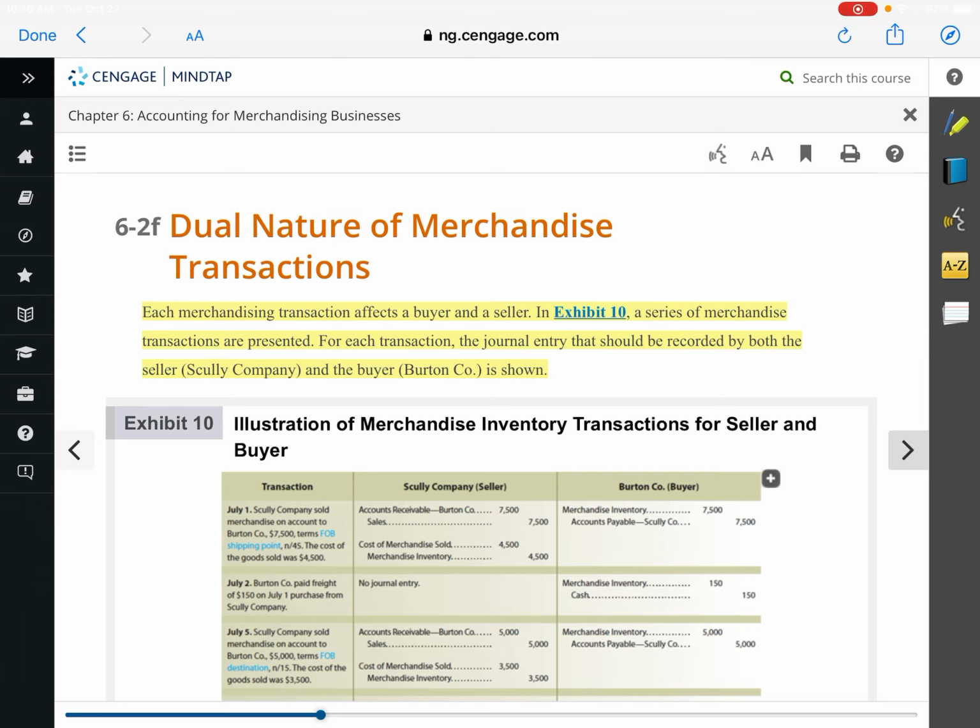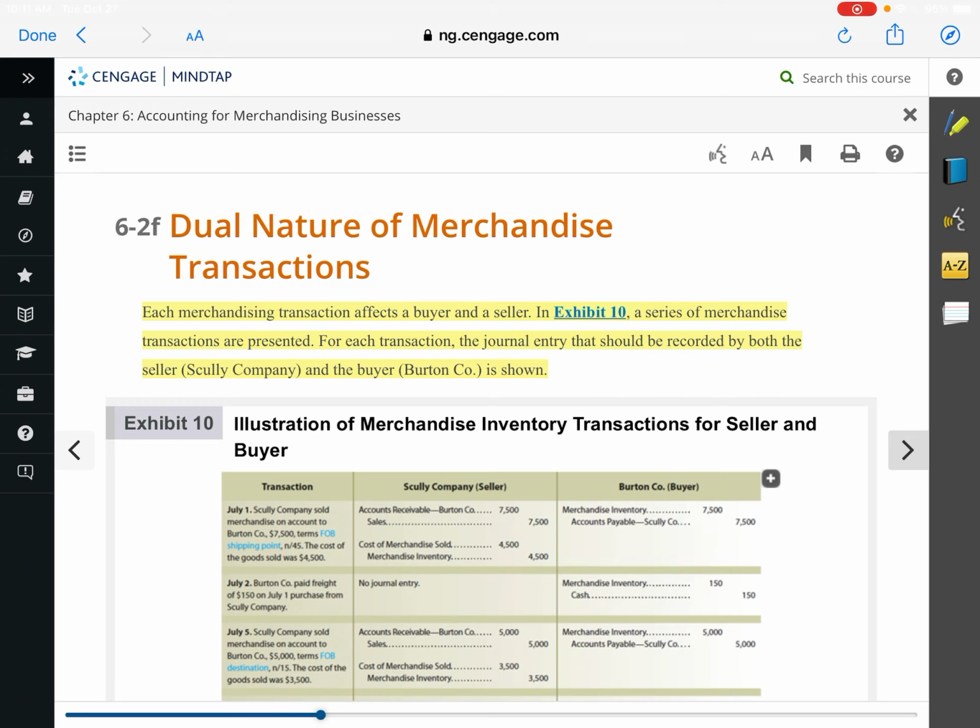All right. So this is a lot on this chart, but we're going to walk through it. Okay? So this says each merchandising transaction affects a buyer and a seller. So in theory, on the test, I could give you a transaction, and I could ask you to journalize the buyer side and the seller side. And you should be able to go through and determine how would the buyer handle this transaction, how would the seller handle this transaction. And that's exactly what this is doing right here. Okay, we're going to walk through a problem like that.